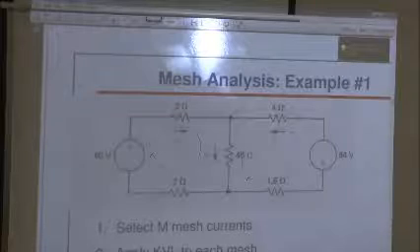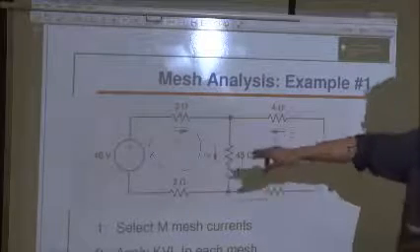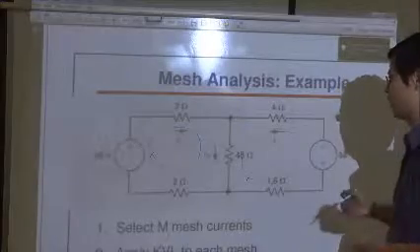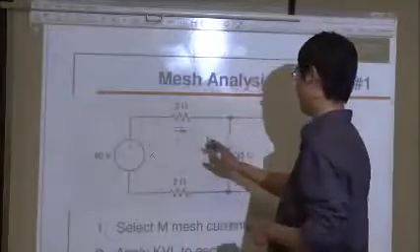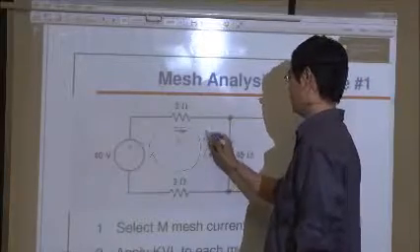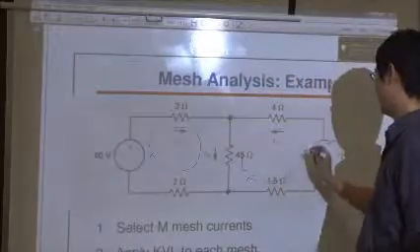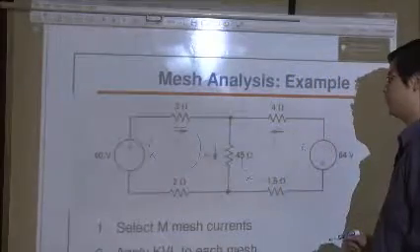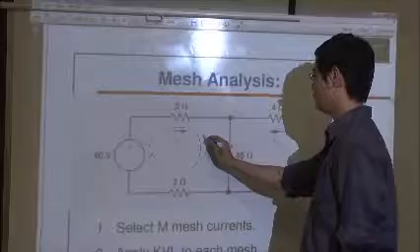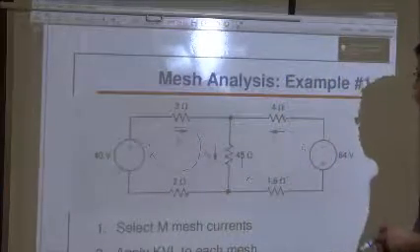So let's use this as an example to see how this works. First you arbitrarily pick the direction for your mesh. For mesh number 1, let's say we have I1 this way. And for mesh number 2, we have I2 this way. I1 and I2 are the unknowns we try to solve.